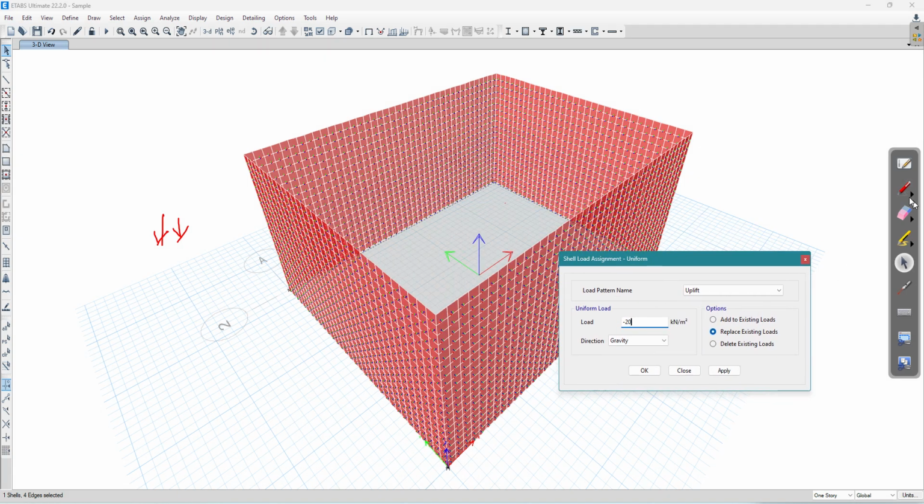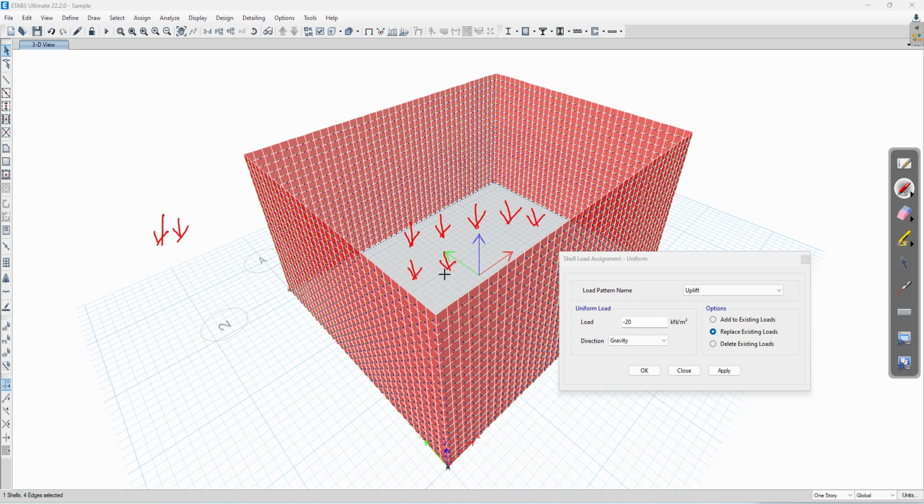If you see here, your water pressure will be along the downward direction. Water pressure will be on the base slab, in the downward direction. So you have taken +50, whereas your uplift is also in the gravity direction, but it is acting in the opposite direction. So it is -20.